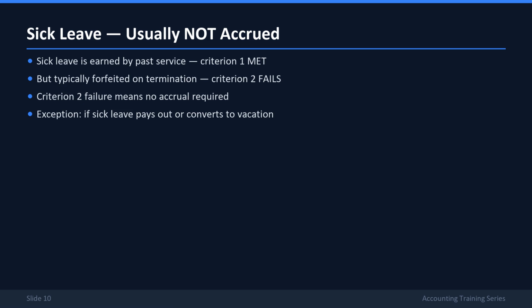Most sick leave policies in the United States do not require accrual under ASC 710. Sick leave does satisfy Criterion 1 because it is earned by service. However, most sick leave policies fail Criterion 2 because unused sick days are forfeited when employment ends and do not carry forward in any meaningful way. Criterion 2 failure is enough to eliminate the accrual requirement. The exception is when a company's policy explicitly pays out unused sick days on termination or allows sick days to convert into vacation. In those cases, all four criteria are met and accrual is required.